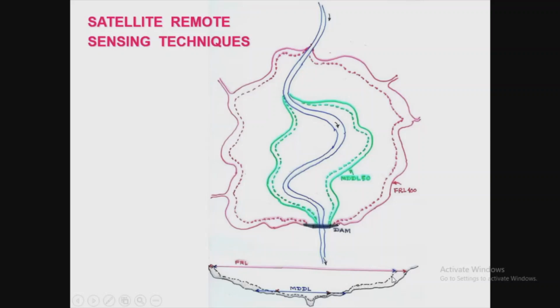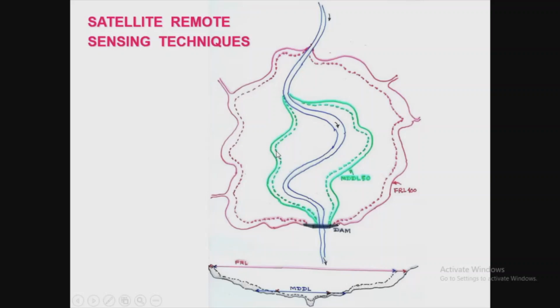You can see for this reduction in capacity, this is my water spread. So this was the original water spread area. This is the new, or reduced, water spread area. Like that, at another level, MDDL, this is the original MDDL water spread area, and this is the reduced MDDL water spread area.